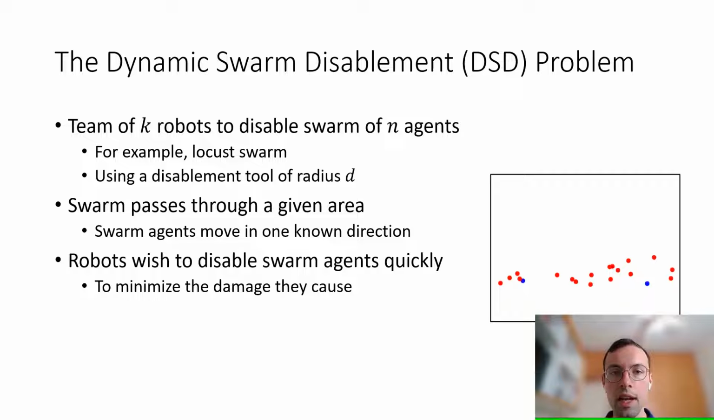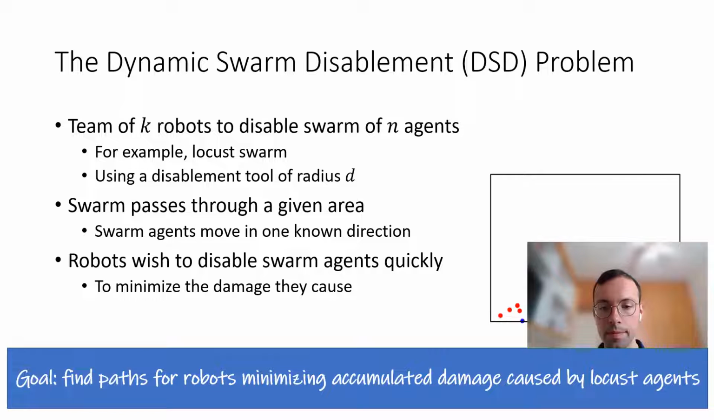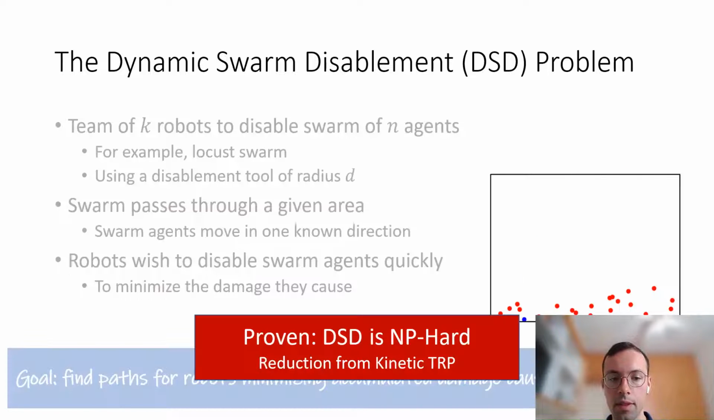Given these settings, we would like to disable the swarm agents quickly, in a manner that minimizes the damage. To summarize, our goal is to find the robots' movement that minimizes the accumulated damage, or lifetime, of the swarm agents. We show that the general problem is hard, so we do not expect to find the global optimal solution. Instead, we find the best solutions among a subset we call blocking line solutions.